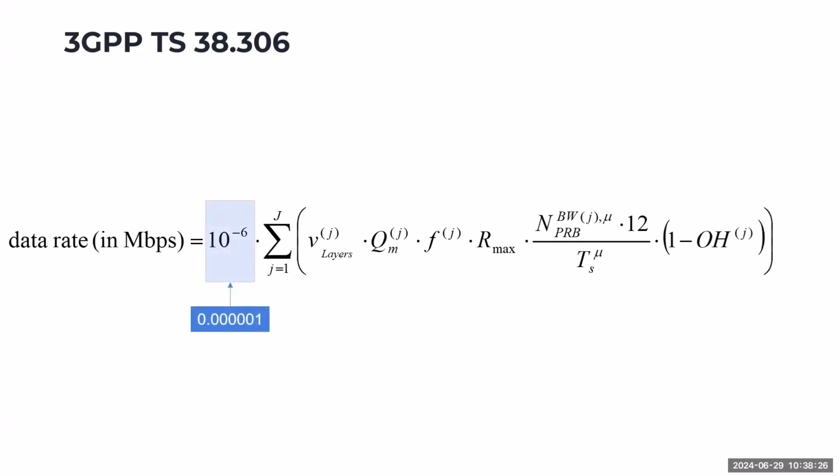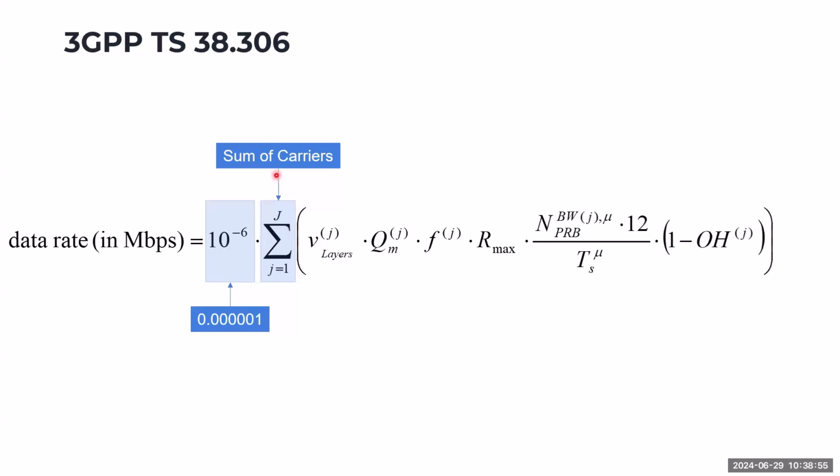So when we say 10 to the negative 6, it's just 0.000001. It's just a number to convert it into megabits per second, Mbps. And then this symbol, this is our favorite symbol, especially in statistics. If you want to sum up, it's the sum of carriers.